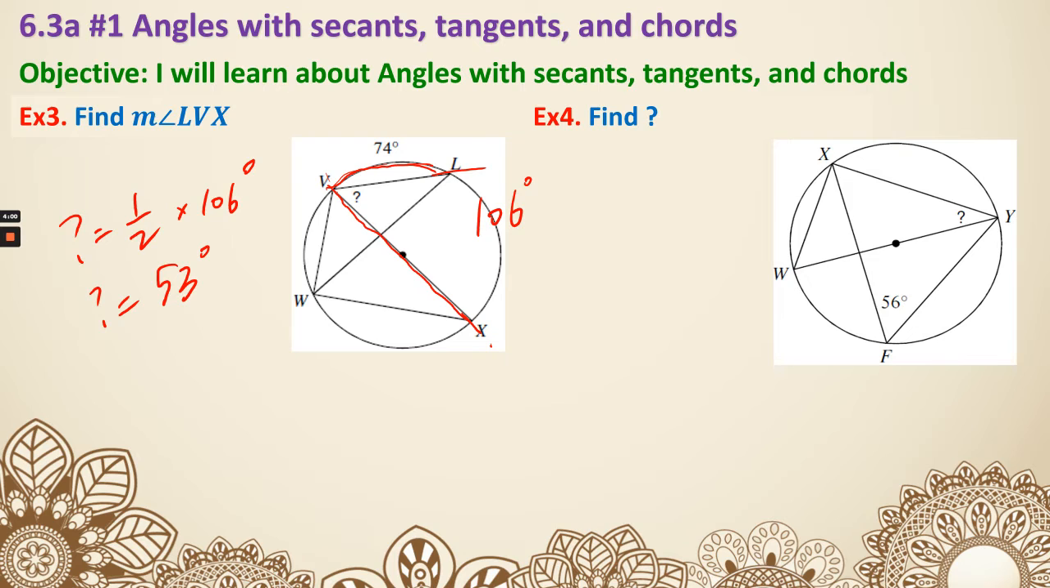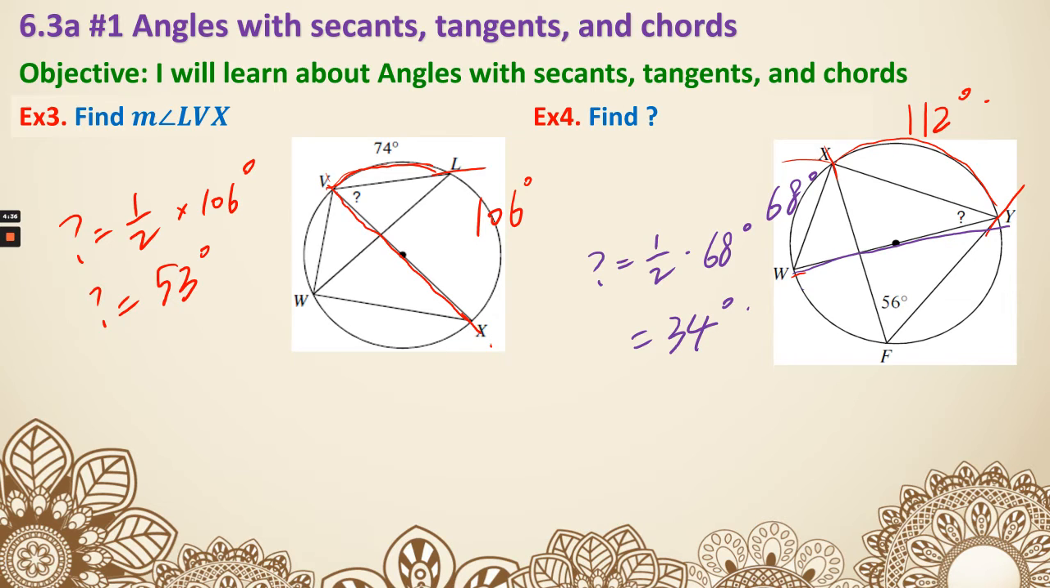Example 4, find the question mark. This one is slightly different, because if you just look at this as facing this arc, it's actually still kind of the same, I guess. There are two different ways to look at this. First, 56 is facing this arc right here. That means this arc is going to be 112 degrees. And then we have a diameter again, so the leftover is 180 minus 112, which is 68 degrees. Since the question mark is facing that arc, it is going to be half of 68 degrees, which is 34 degrees. That's one way to look at it.